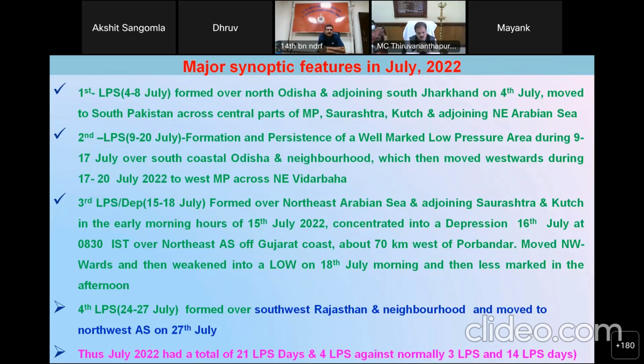And then the third low pressure system formed 15 to 18 July, and that became a depression over Northeast Arabian Sea, and the fourth one formed over Southwest Rajasthan. So because of these last two systems, the Arabian current became stronger, leading to a high amount of rainfall over Rajasthan, Gujarat, and adjacent areas, and hence the floods also.